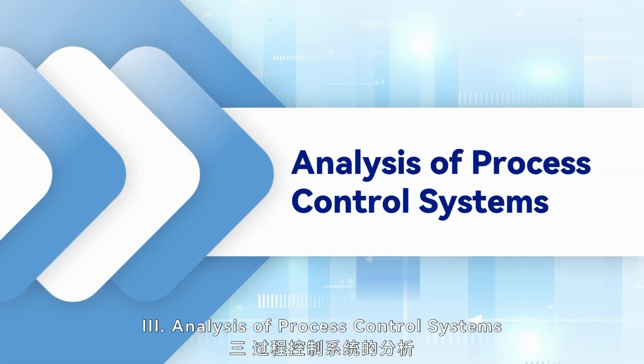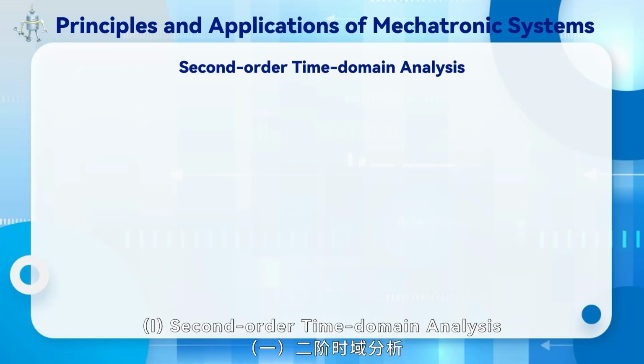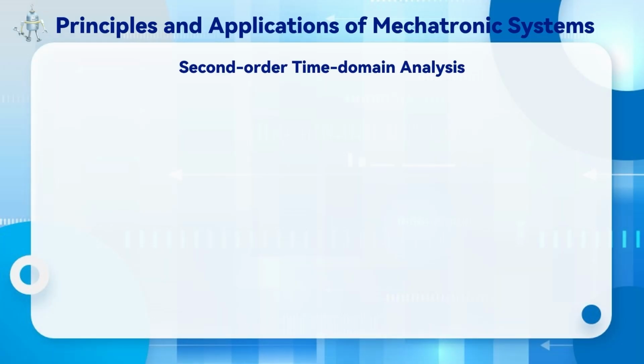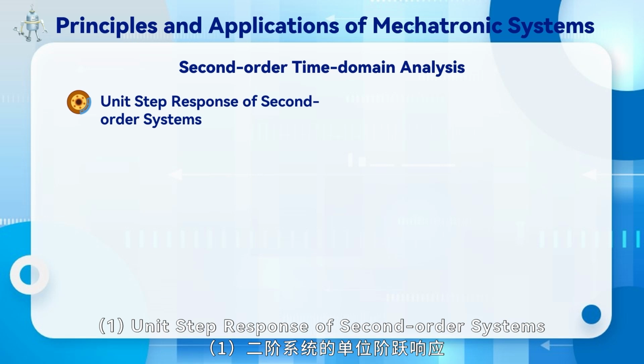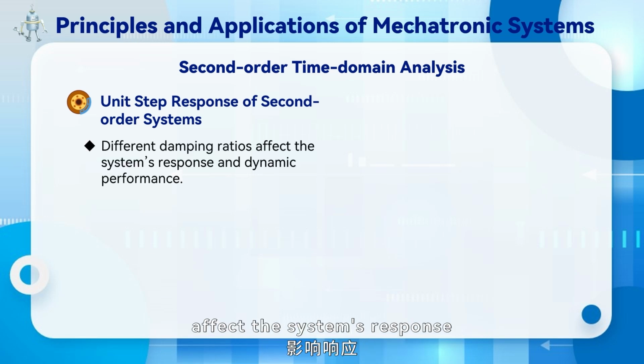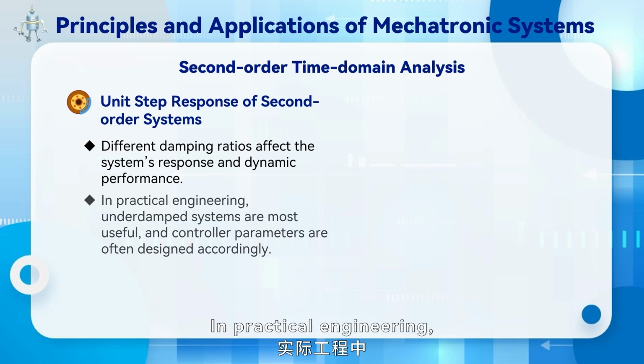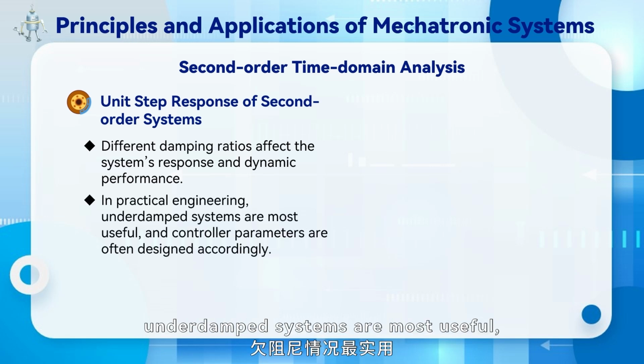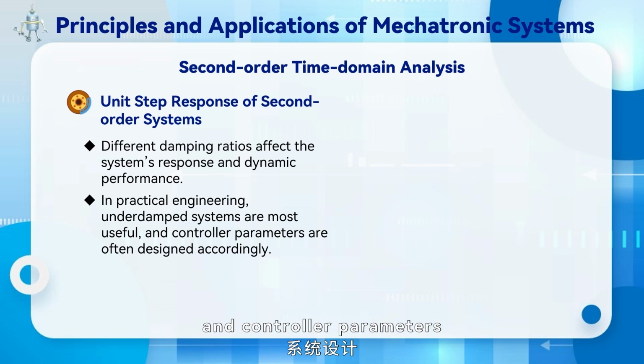3. Analysis of process control systems. 1. Second-order time domain analysis. 1. Unit step response of second-order systems. Different damping ratios affect the system's response and dynamic performance. In practical engineering, underdamped systems are most useful, and controller parameters are often designed accordingly.